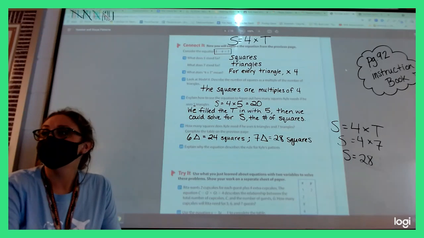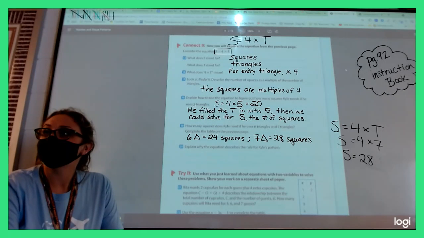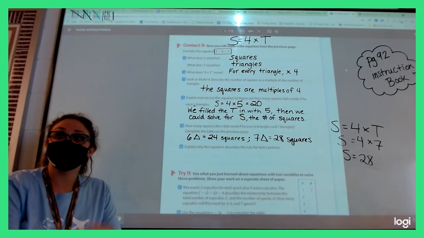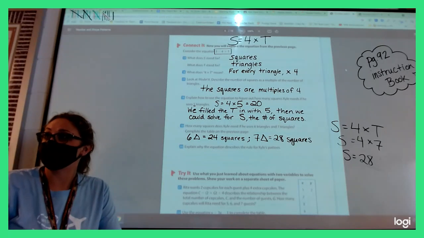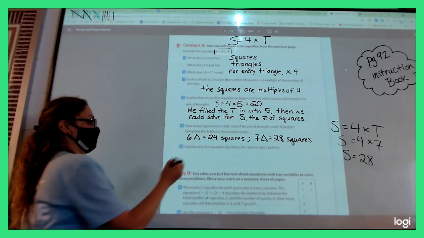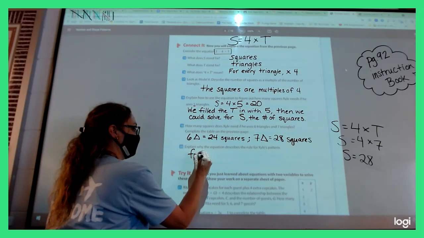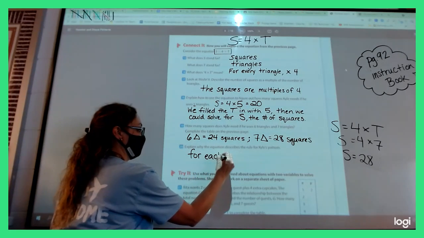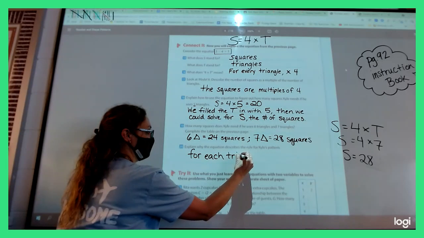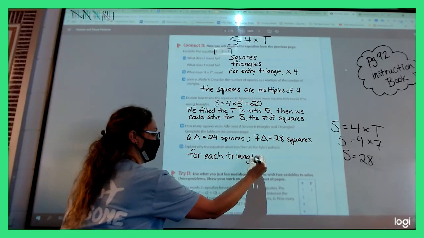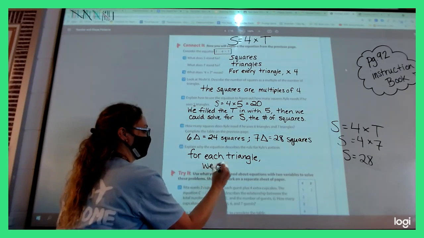Basically up by 4, because it's the multiples of 4, and that's counting, which basically is the pattern. Okay, I think it's so up by 4. For every new triangle, we move up by 4 squares, right? For each triangle, we add 4 squares.